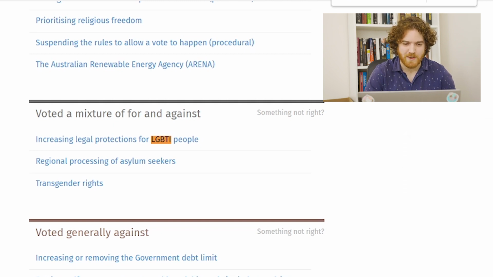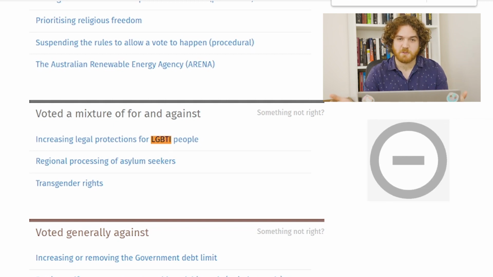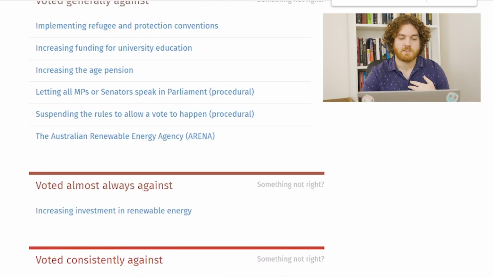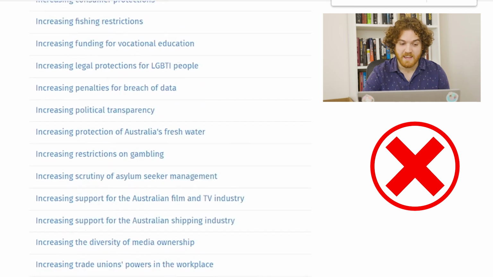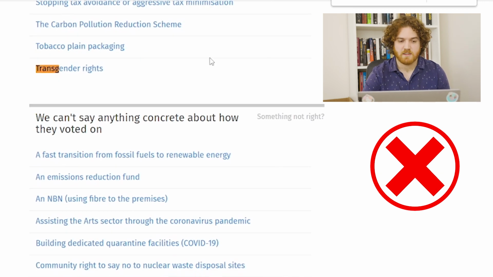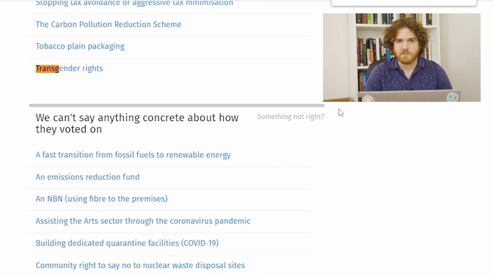I think that's the first time we've actually had that category. Anthony Albanese has also voted a mix for and against transgender rights, whereas Scott Morrison voted consistently against transgender rights. And finally, we're going to finish on refugees.